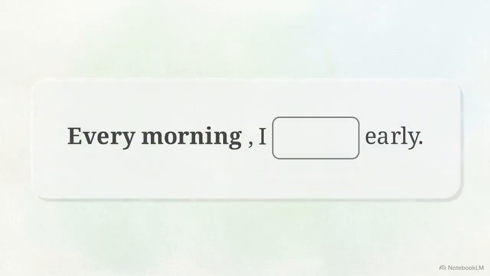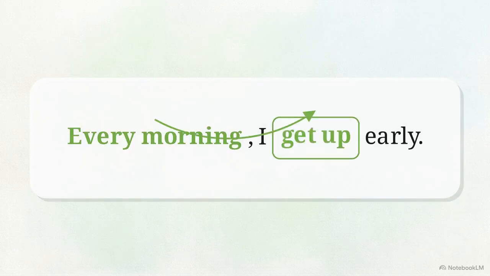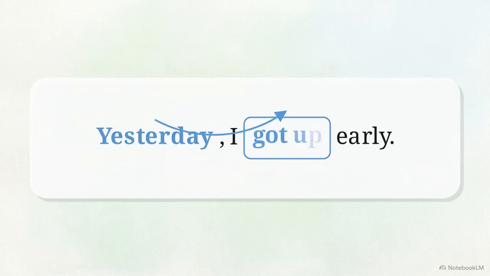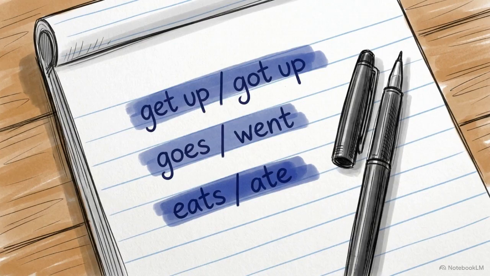Look closely at the sentences. The verbs don't just change on their own. Context clues like every morning guide us toward the green present verbs, while words like yesterday signal the use of the blue past verbs. Writing down these 3 specific pairs gives you the exact vocabulary needed to describe how your day begins and how it began yesterday.